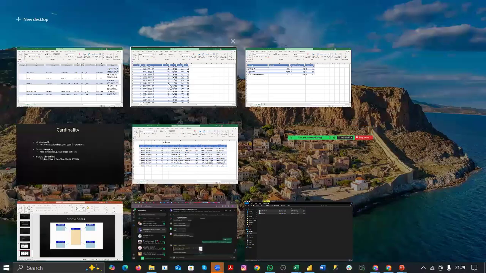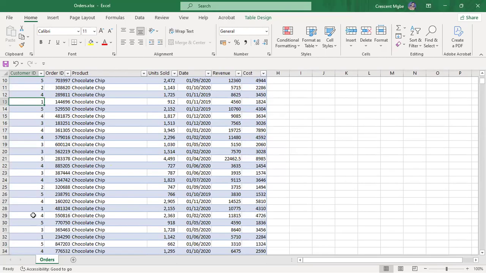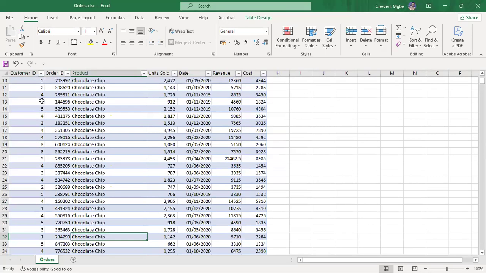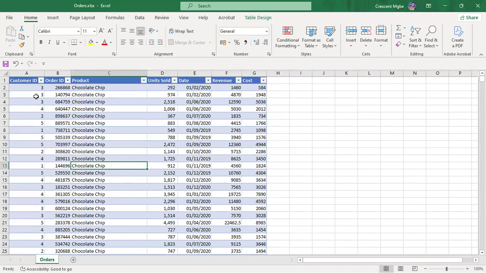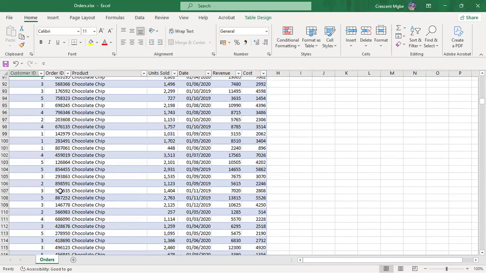Then we'll come back to the table. We can now look for 1. Look at 1 here. So obviously it is one to many. They appear many times, you can see. So this means they placed this order. They bought chocolate chips. They bought chocolate chips here. Let's go down. Here they bought chocolate chips. They bought chocolate chips.